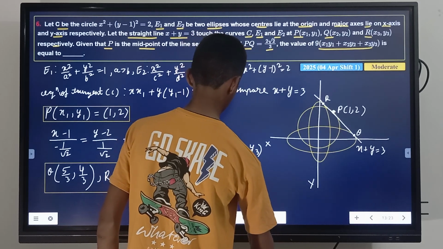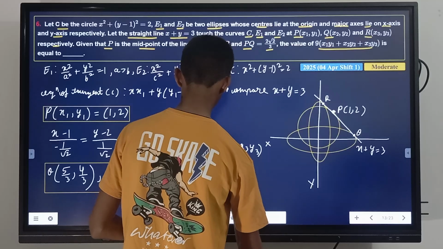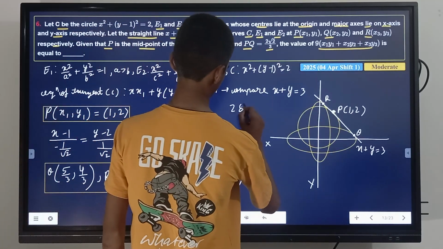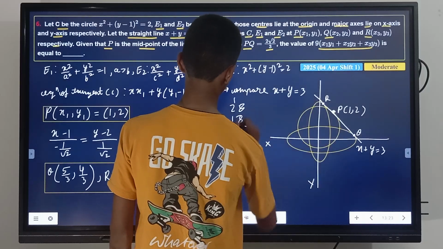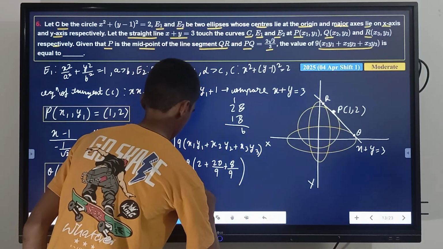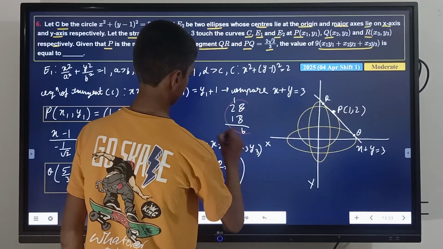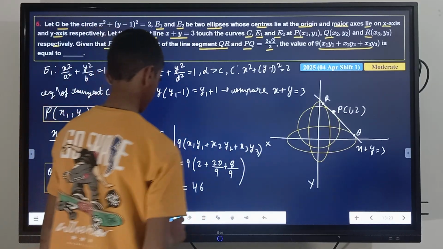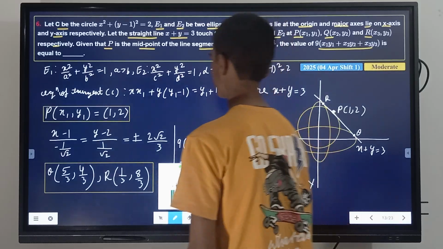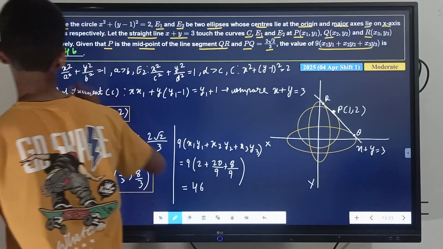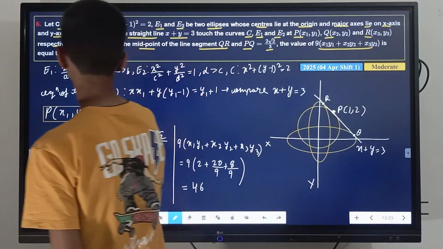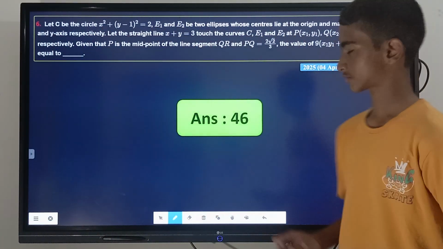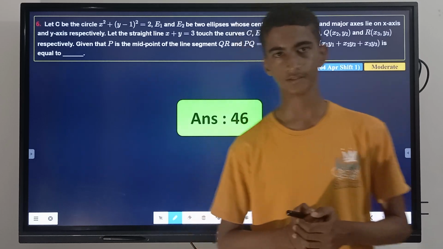From here we will get 28 plus 18, and this is equal to 46. From here our answer will be equal to 46, and here is our solution, and we can see that our answer is correct.